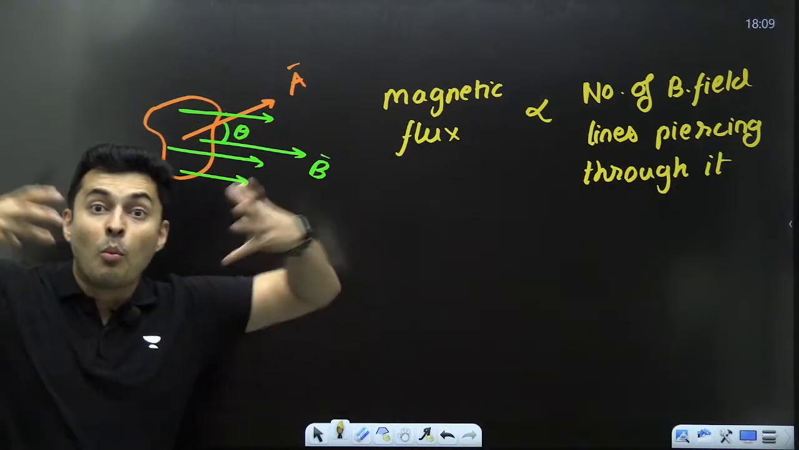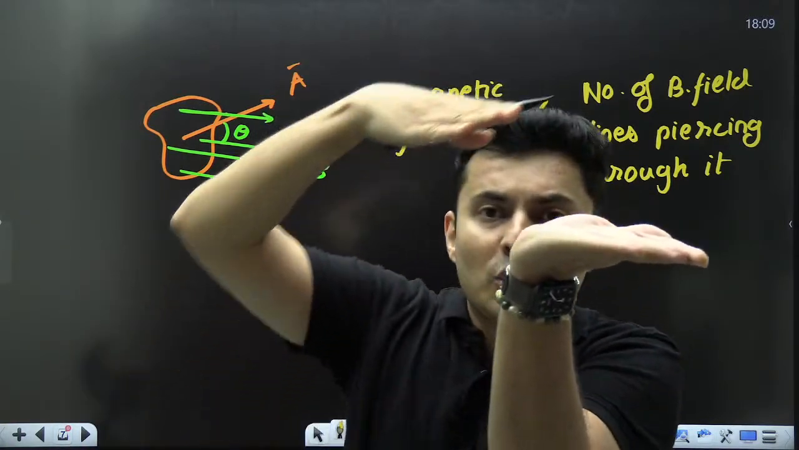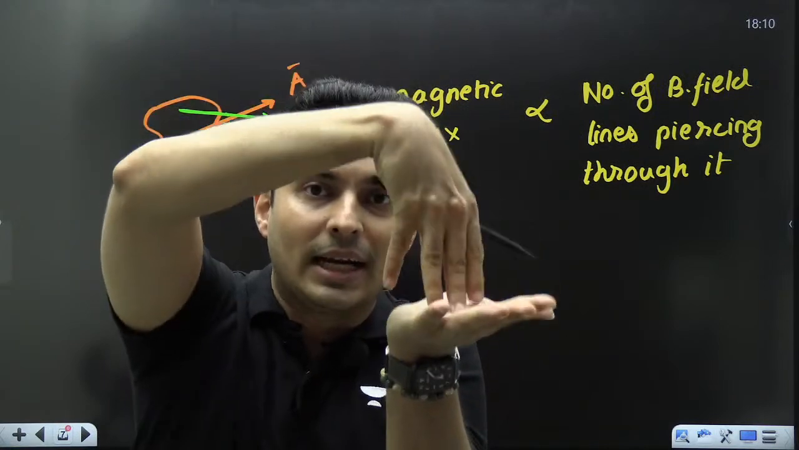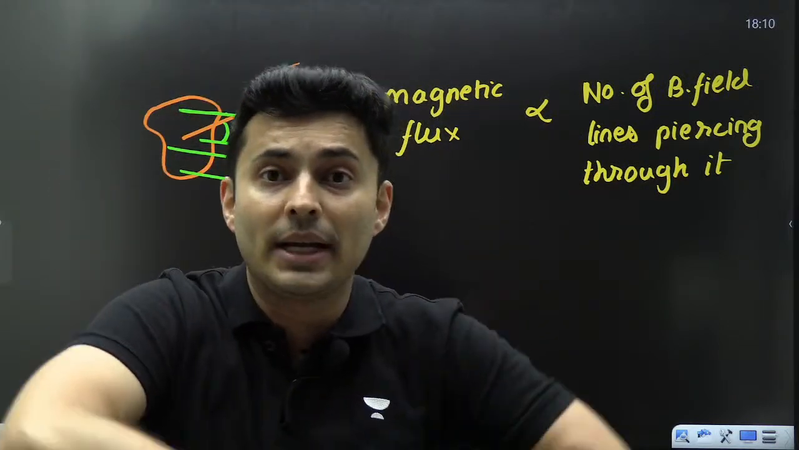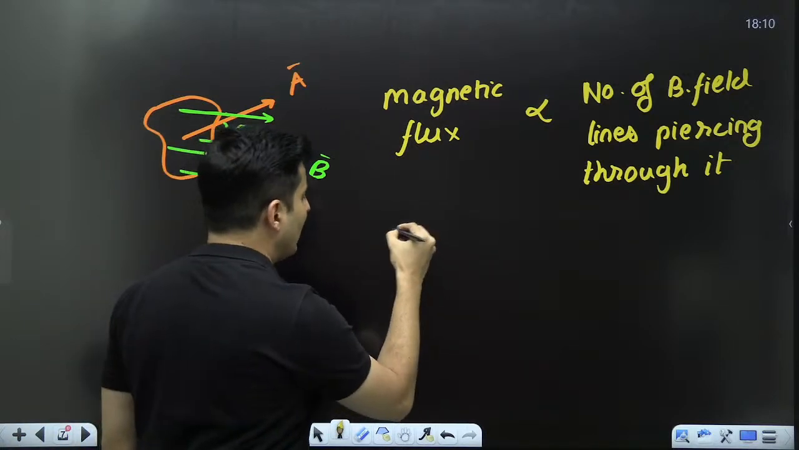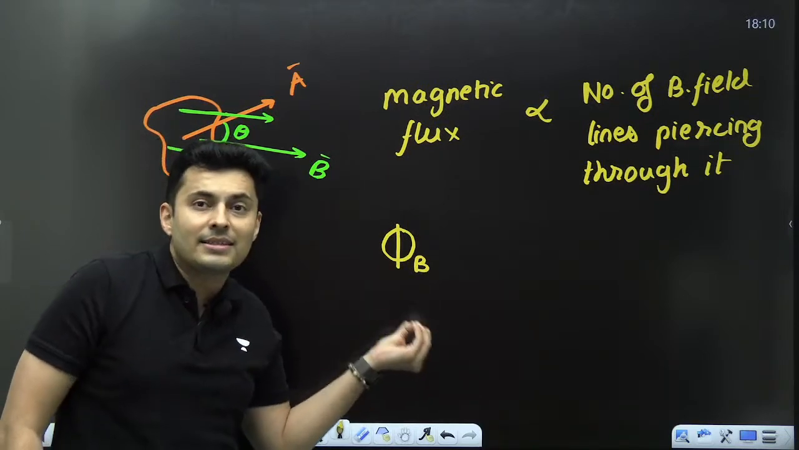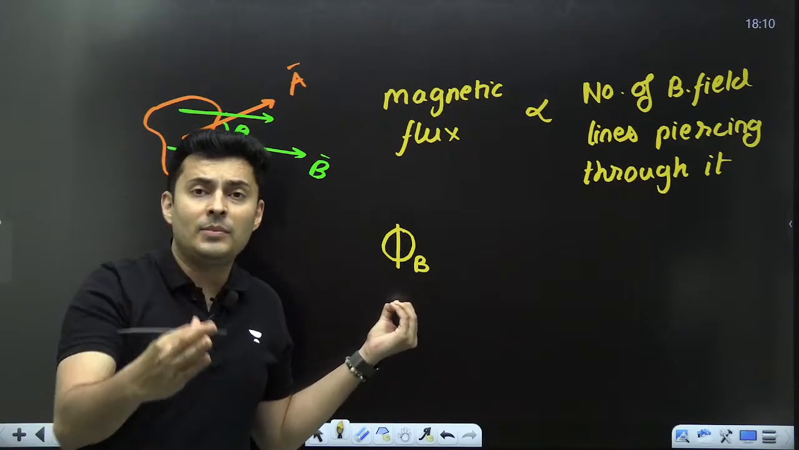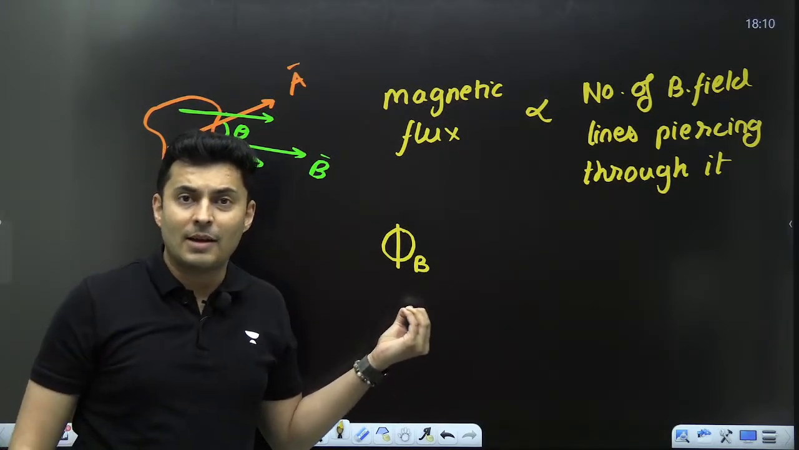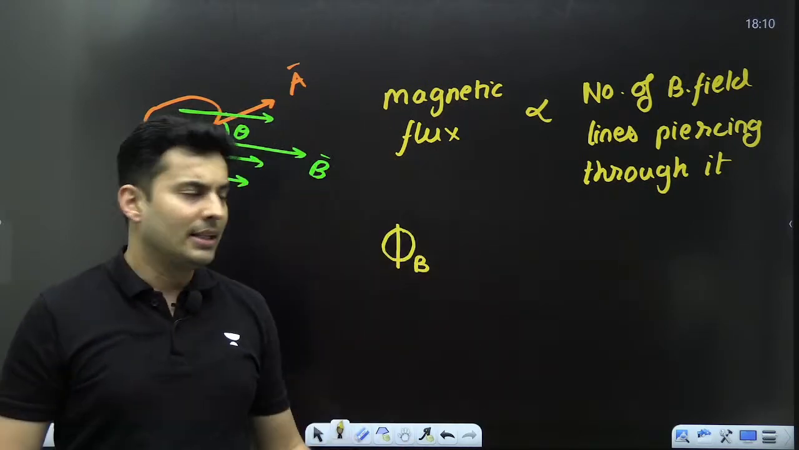More the field lines, more is the flux. Less the field lines, less is the flux. If the field lines go from the top or from the bottom without cutting through it, without piercing through it, then there is no flux. For the formula for magnetic flux, I put this B to symbolize that I am talking about magnetic flux. I am not talking about electric flux. So that B stands for magnetic field, nothing else.